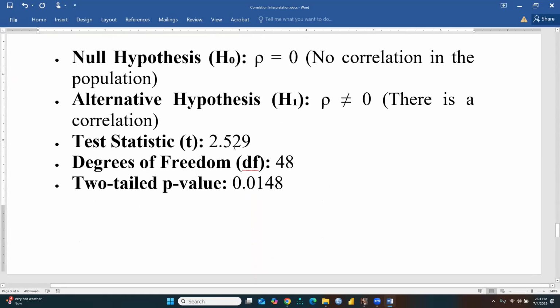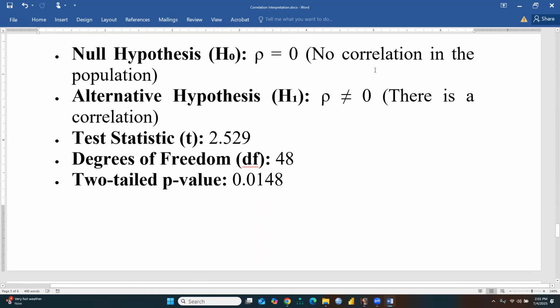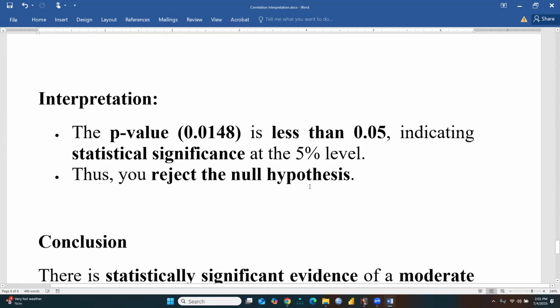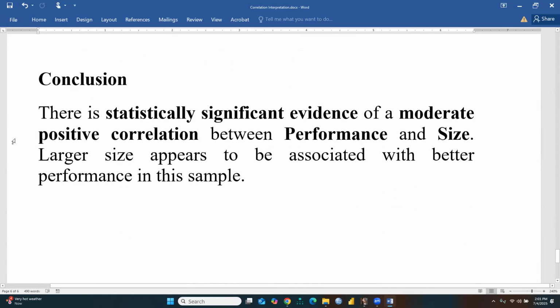So, the hypothesis test for the correlation. Now we can see the null hypothesis is no correlation in the population, but the alternate hypothesis is that there is a correlation. The test statistic is 2.529 and the degrees of freedom is 48. The two-tailed p-value is 0.014. This is how we are going to conclude. Interpretation: the p-value is less than 0.05, indicating statistical significance at the 5% level. Thus, you reject the null hypothesis. Conclusion, this is how we write it: there is statistically significant evidence of a moderate positive correlation between performance and size. So larger size appears to be associated with better performance in the sample.